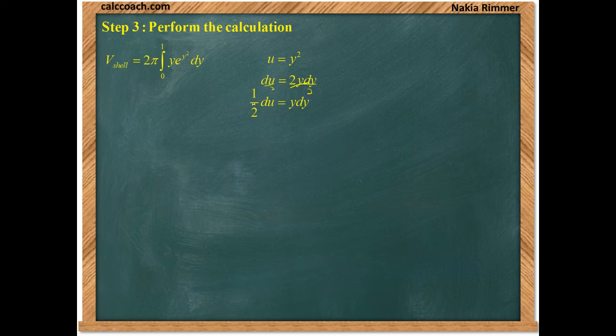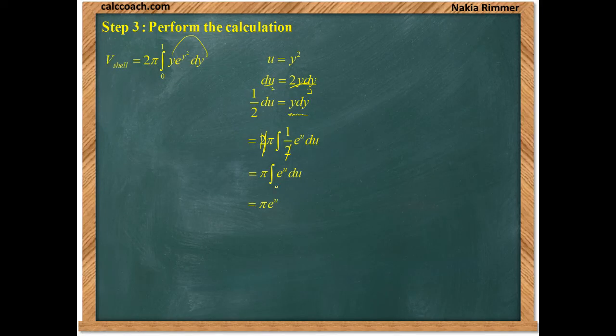Dividing both sides by 2, we write the left-hand side as half of du, and the right-hand side is the y dy. Replace the y dy with half of du. Keep the 2 pi from the formula, and don't forget about the e, which now becomes e to the u. Your goal in doing u substitution is to get a much simpler integral, and now we have it. These 2's cancel out, and you're just looking at pi times the integral of e to the u, and so the antiderivative is just e to the u.